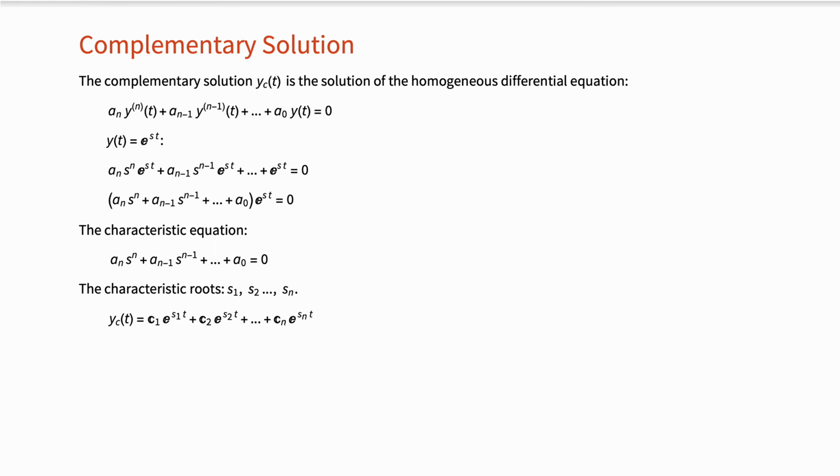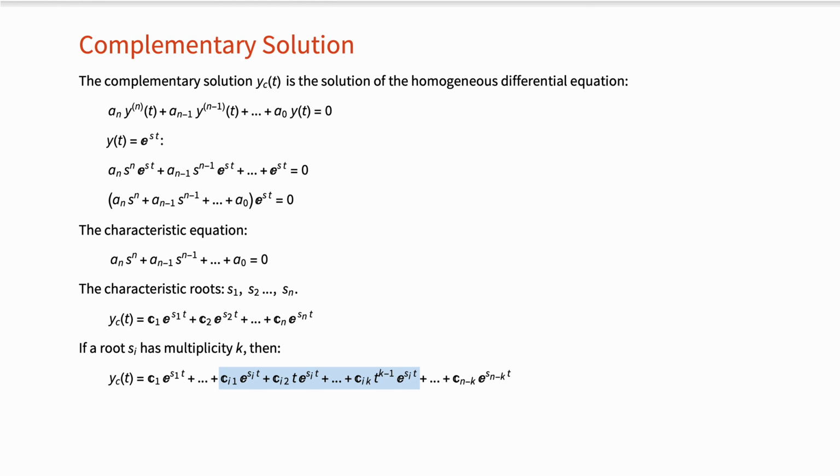In the case where we have repeated roots, the form of the complementary solution needs to be changed to avoid linear dependence. Let's say a root s_i has multiplicity k, then the solution will have the form shown here, where we have k terms corresponding to the repeated root s_i with the exponential part e^(s_i t) multiplied by t^0, t^1, all the way to t^(k-1). And we can find these values of the coefficients c_i once we have the initial conditions for the differential equation. Since we have n coefficients to find, we need to have n initial conditions.